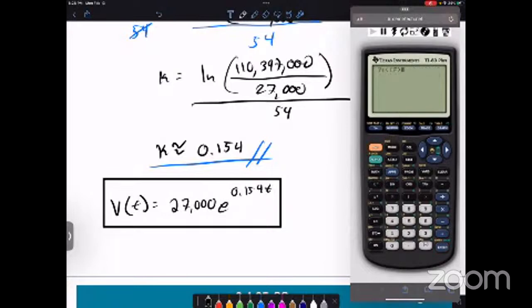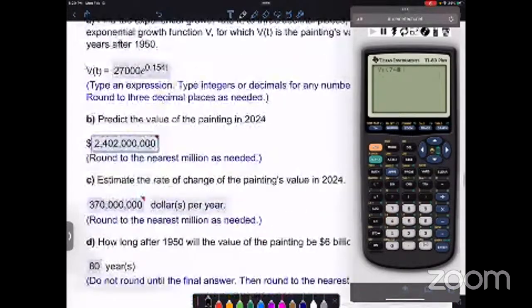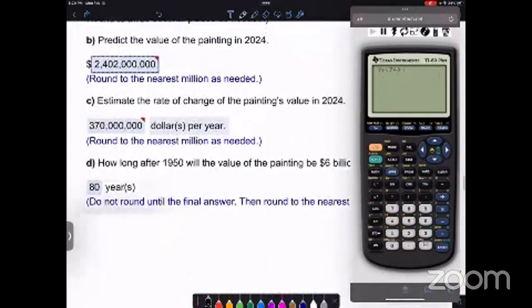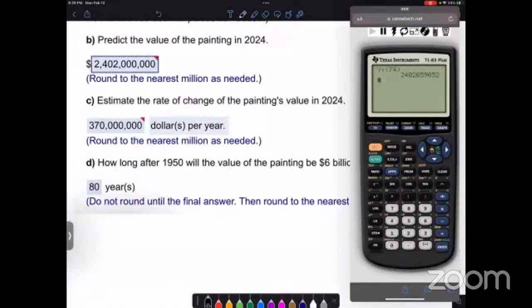So I think we said 74, right? After 74 years. So all I'm doing is plugging in 74 into the model that we created. We should get, what is that? 2.4 billion. Let's see if it works. 2,402,000, round to the nearest million, right? So it says round to the nearest million. Okay. So you just have to round up.